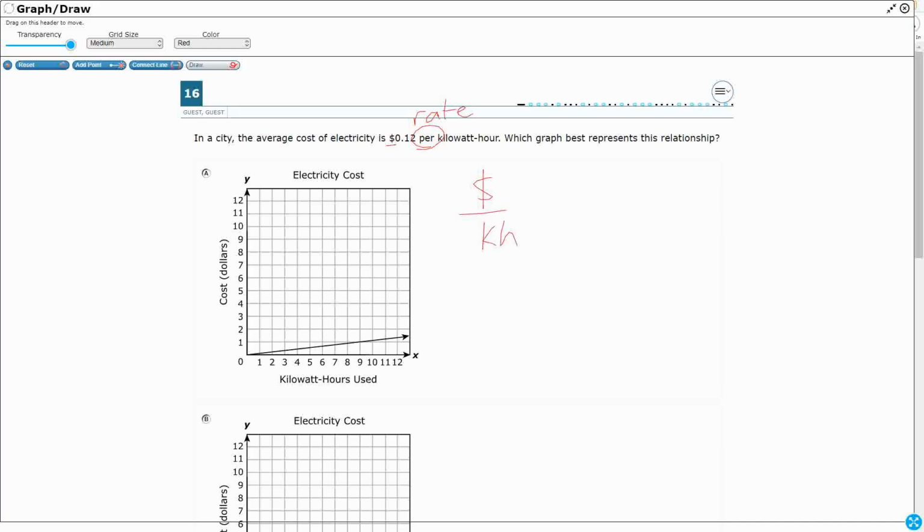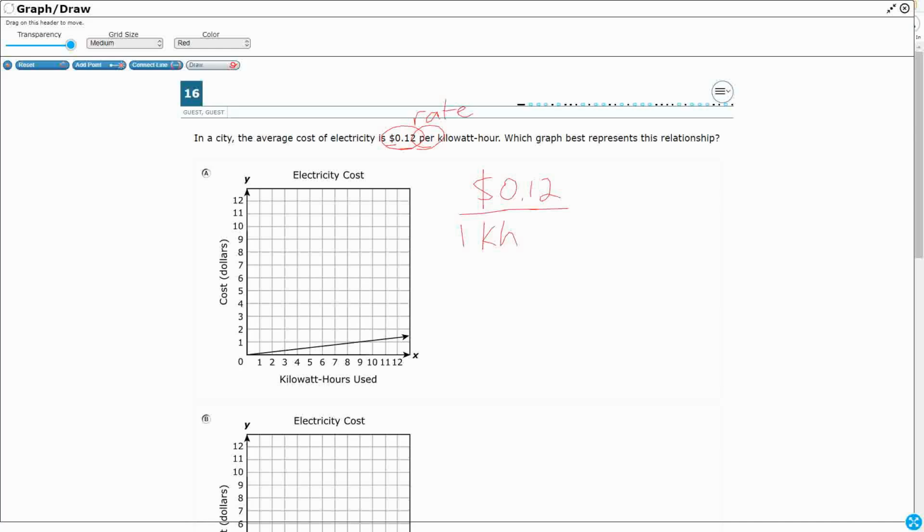That means we can represent it as a ratio with the first term in the numerator and the second term in the denominator: dollars per kilowatt hour. Specifically, it's 12 cents, so 12 hundredths of a dollar, over how many kilowatt hours? It doesn't tell us, so we can say per 1 kilowatt hour. If they don't tell you a unit, you can just say it's going to be 1 kilowatt hour.